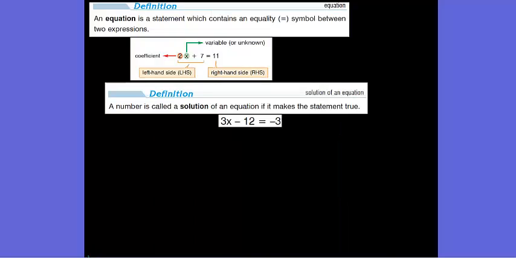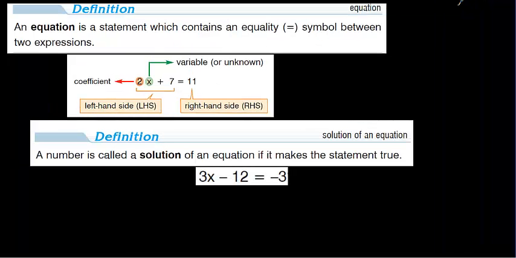Okay, the next part is equation. Here there is a definition of the equation.